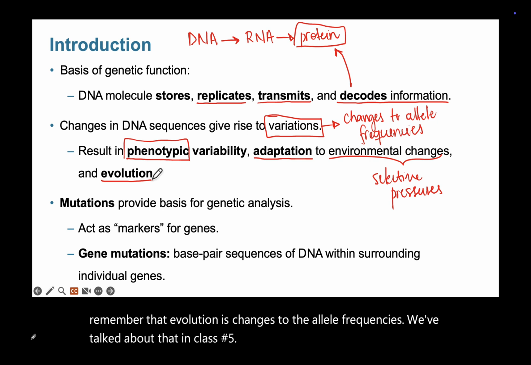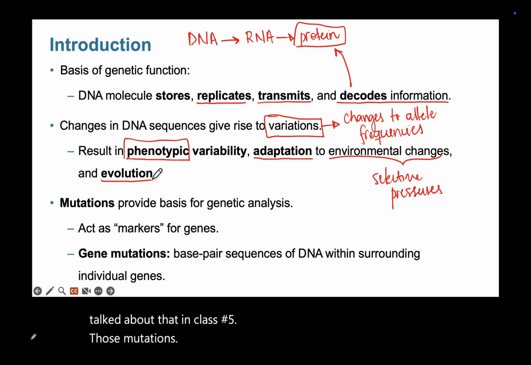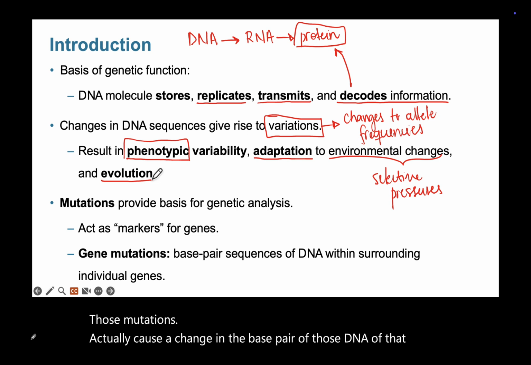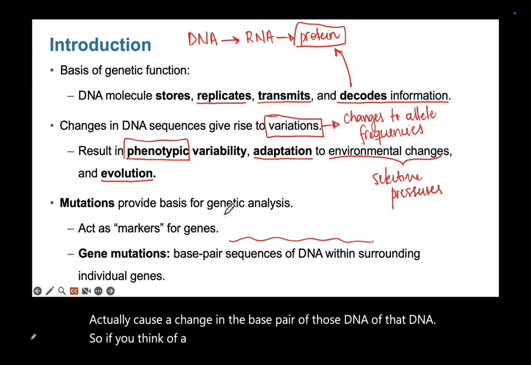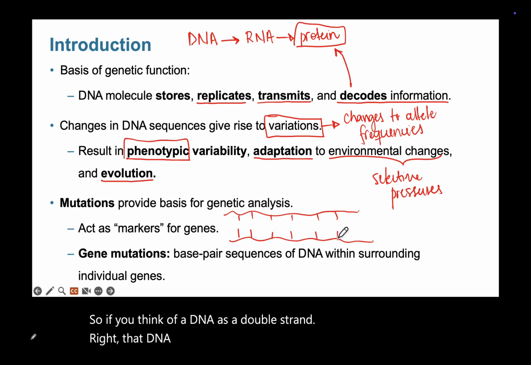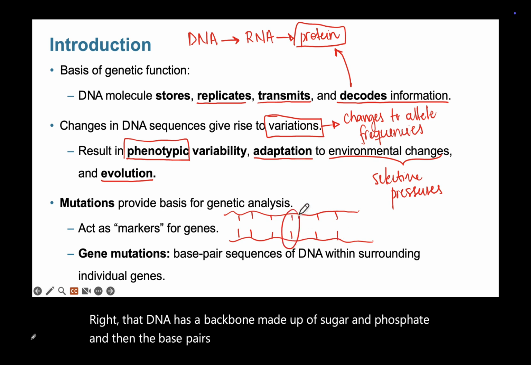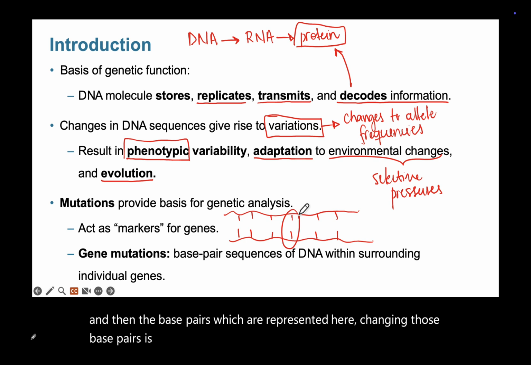Those mutations actually cause a change in the base pair of that DNA. So if you think of a DNA as a double strand, right? That DNA has a backbone made up of sugar and phosphate, and then the base pairs, which are represented here. Changing those base pairs is the basis of the mutation.